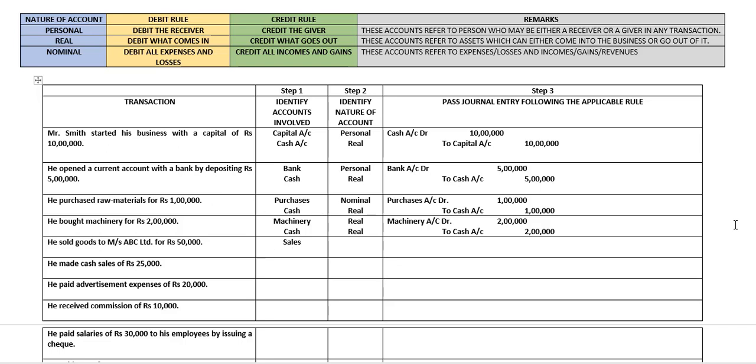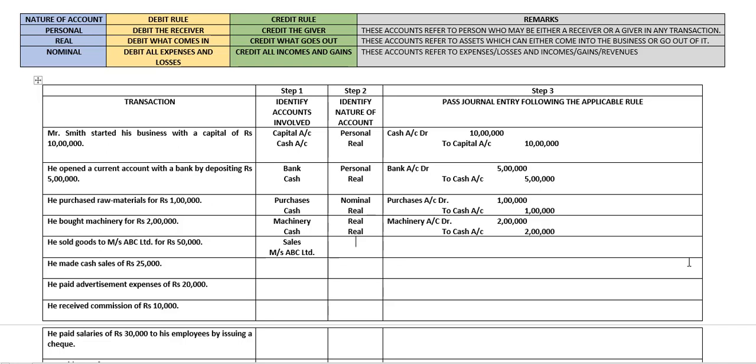So first account is sales. He sold goods to Mathers ABC Limited for ₹50,000. If the transaction did not say anything about how the sales have been made, we would have assumed that it was in cash. But now it says we sold to Mathers ABC Limited, and nowhere does it say that it was for cash. So it means it has been sold to ABC Limited on credit. So another account involved here is Mathers ABC Limited.